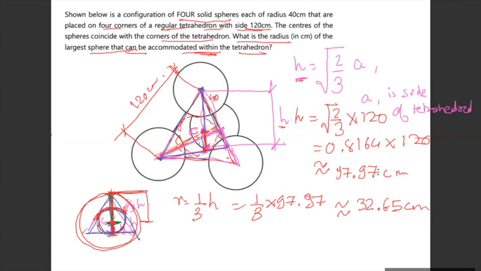If we were supposed to find the radius of the sphere which circumscribes the tetrahedron, then we would have to take r equal to 2/3 of h. Here we have to find the largest sphere that can be accommodated within the tetrahedron. That's why we have taken 1/3 of the h, which is the radius of the sphere that can be inscribed within the tetrahedron. Okay. Thank you.